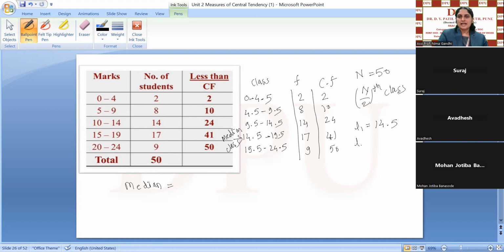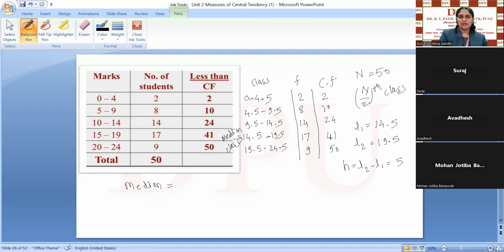Okay, so what is your L2? L2 is 19.5. So in our formula, we have used the H. So what is your H? H is L2 minus L1. So you can directly find out and write down the answer. So your H is 5. So what else do you need? You need a cumulative frequency.